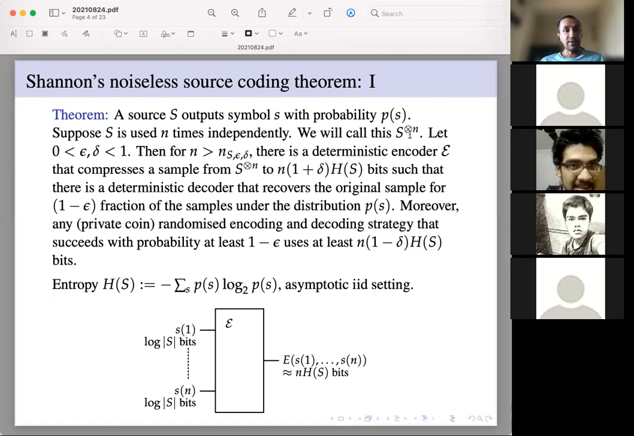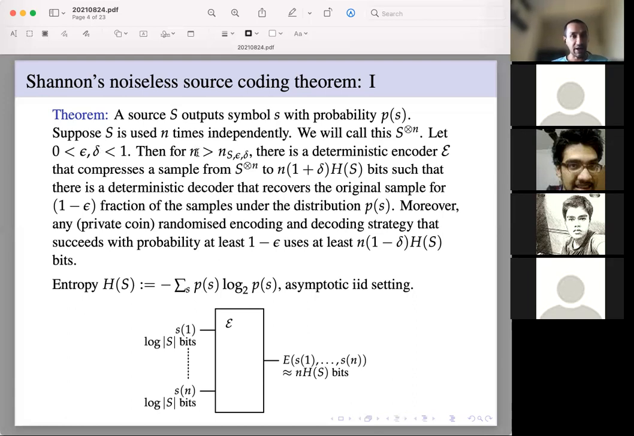So we will refer to it as S to the tensor power n. So this is the source at the nth level. The probability distribution is just n IID copies of PS. The distribution P is known to all encoding and decoding parties involved. Now fix two parameters, epsilon and delta, between 0 and 1.